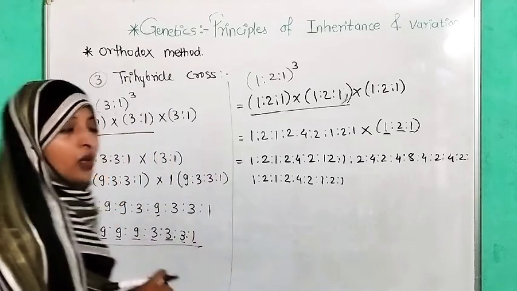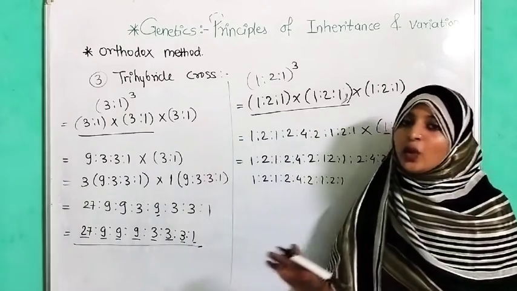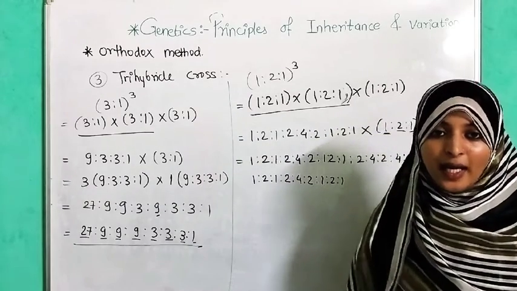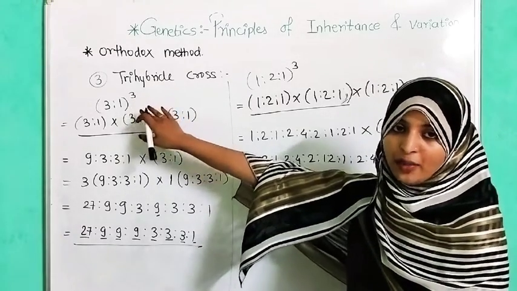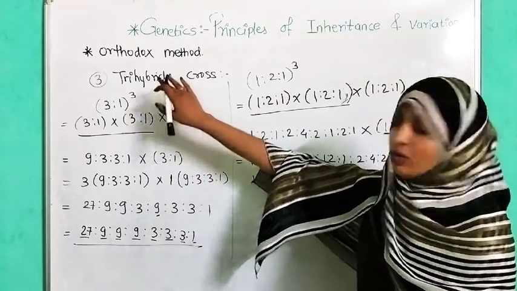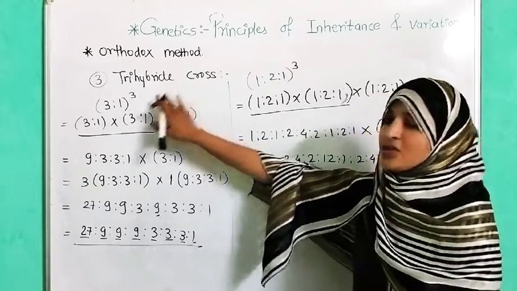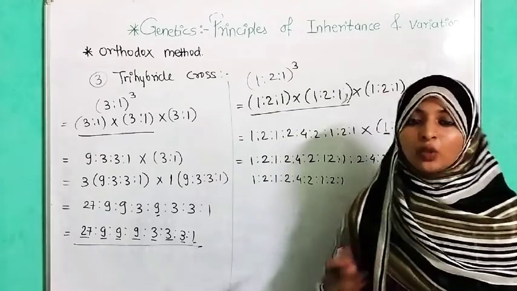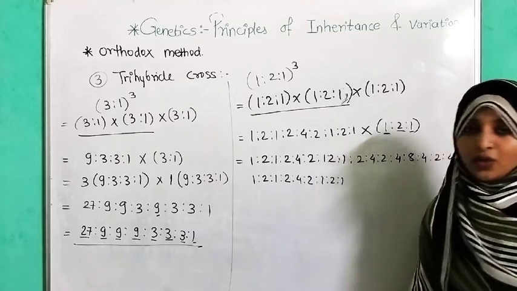So this was about the orthodox method. We have discussed that to find the dihybrid cross ratio, we take the square of the monohybrid cross ratio, and to find the genotypic and phenotypic ratio of the trihybrid cross, we take the cube of the monohybrid ratio. So this was about the orthodox method.